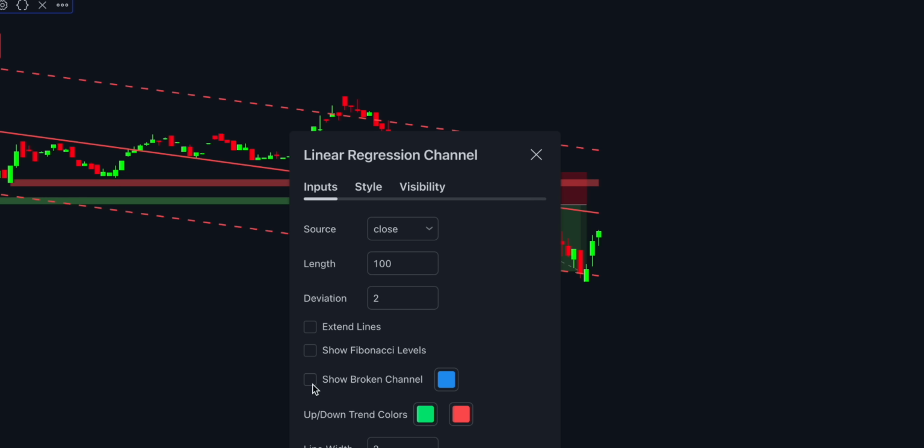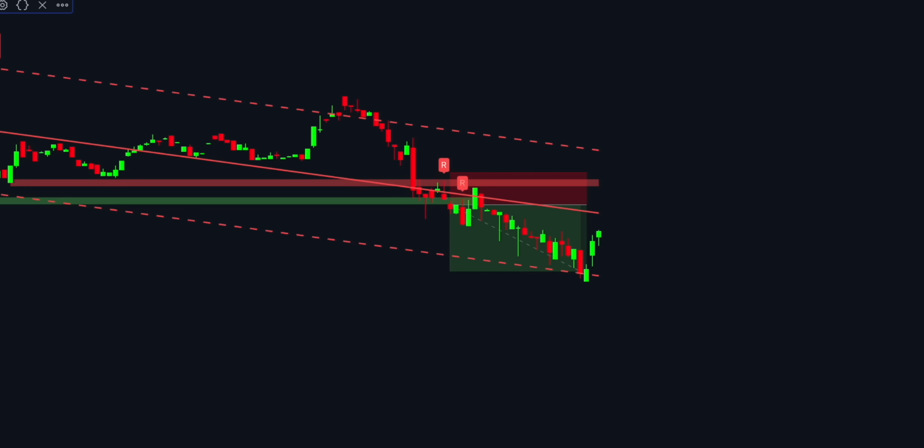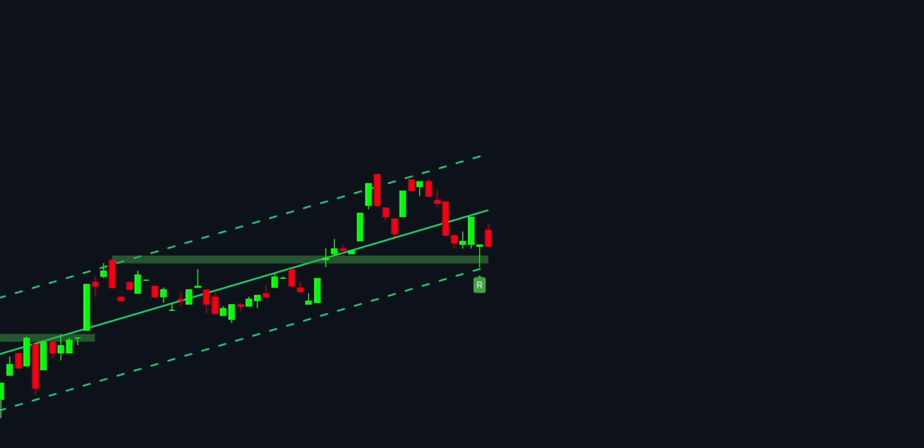Linear regression channel is a 3-line indicator that aims to predict the future price movement by plotting a channel on the price chart. The way we can combine it with the retest support resistance signals indicator is simple.